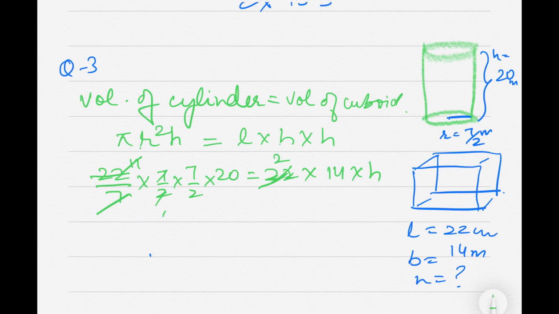Then what is left here? This I can do as 7 ones are 7, 7 twos are 14. And so my H is equal to this, 2 ones are 2, 2 tens are 20. So 10 by 4, right? So this comes out to be how much? 2.5. Everything is in meter, yeah, everything is in meter. So this will be my answer, 2.5 meter.